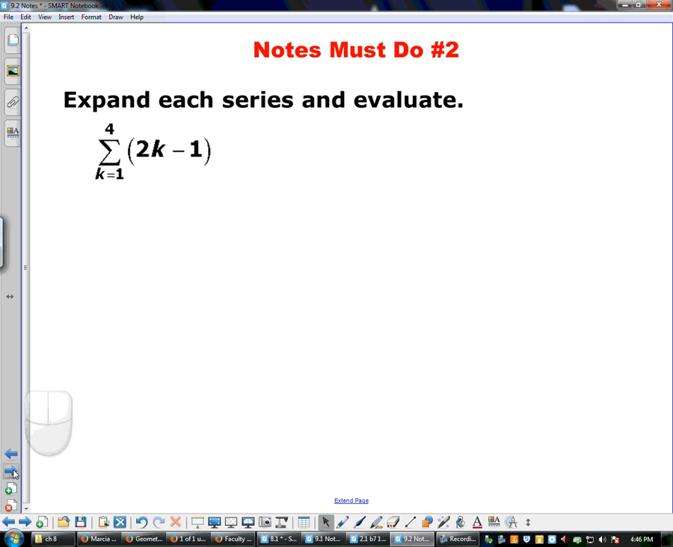So this leads you to your second must do. Expand each series and evaluate. Again, keep in mind here that your index, your k value, is starting at 1, and you'll need to go all the way up to 4, and you will add each of those terms together that you get by plugging in each value for k.